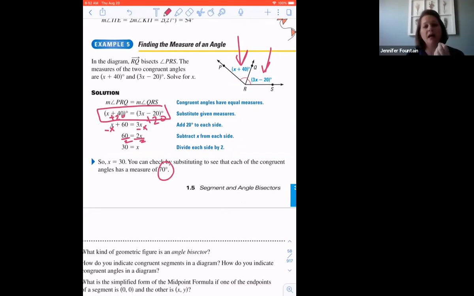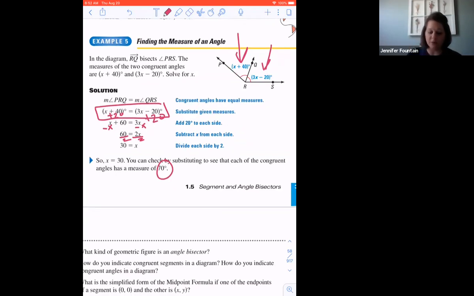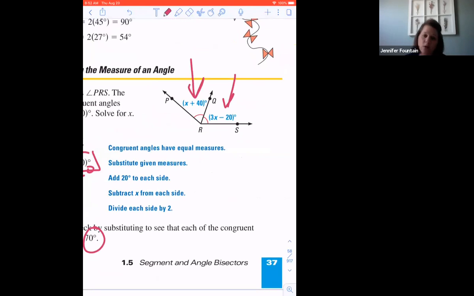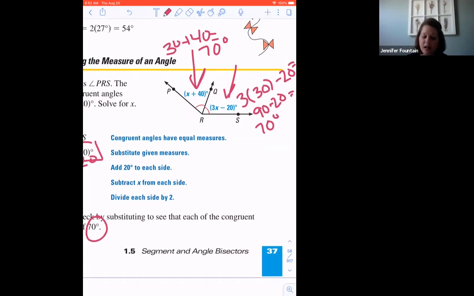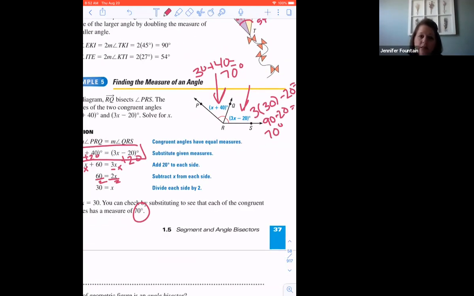So just because we found that x equals 30, I have to go a little bit further, because if I'm trying to find what the measure of these angles are, that means I'm going to have to plug in 30 plus 40 equals 70 degrees. 3 times 30 minus 20 equals, that would be 90 minus 20, which would equal 70 degrees. So I'm still going to need to plug in the value for x to find what that degree measure is.